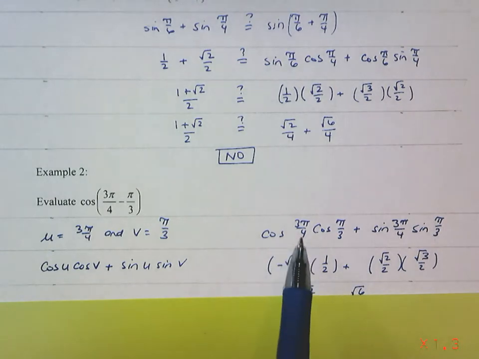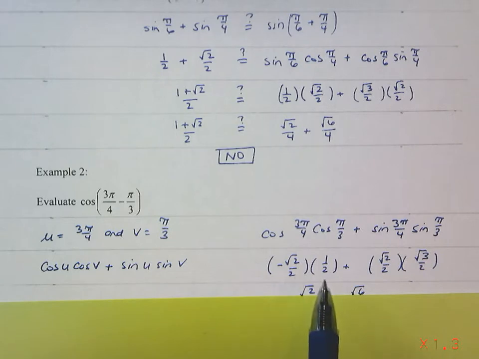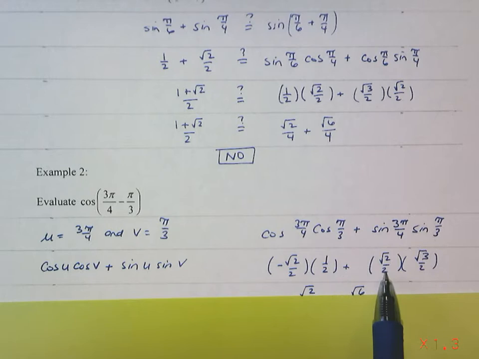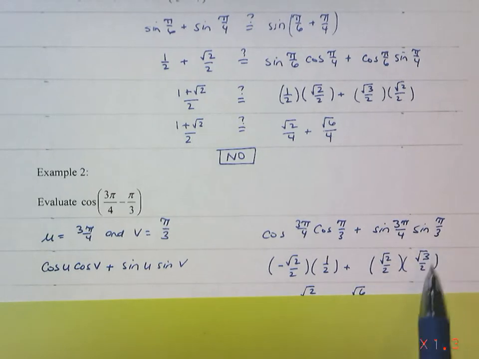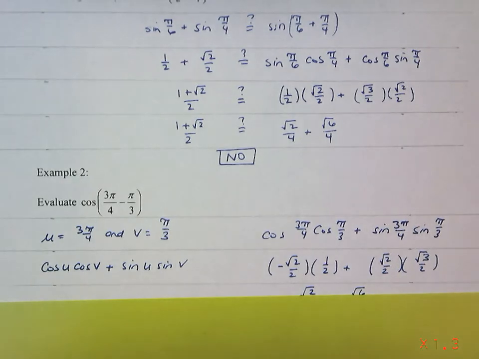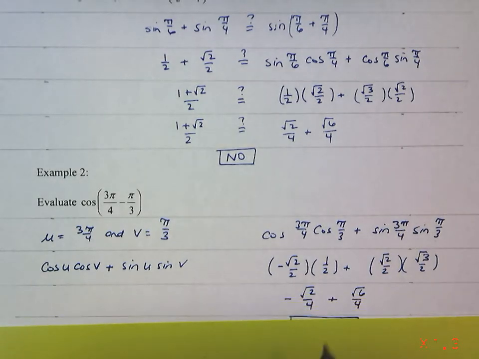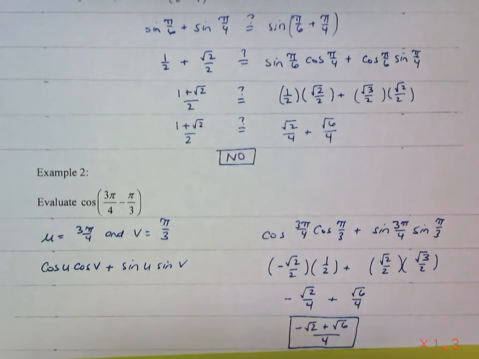Then I write cosine of 3 pi over 4, replace it with negative square root of 2 over 2. I replace cosine pi over 3 with 1/2 plus sine of 3 pi over 4 is the square root of 2 over 2, and sine of pi over 3 is the square root of 3 over 2. When I multiply these, I get negative square root of 2 over 4 plus the square root of 6 over 4. It's okay to leave it like that. I just tend to write it so there's one fraction. The denominator is the same, so I can write it like that.